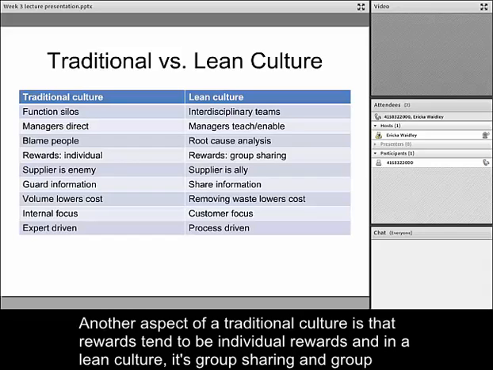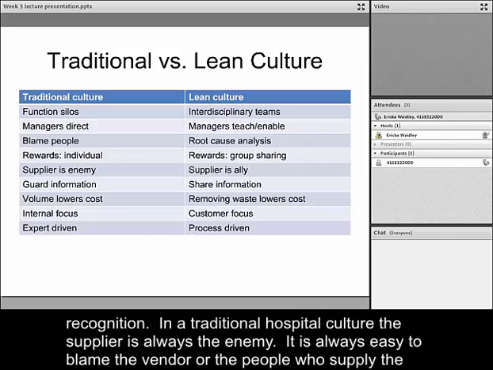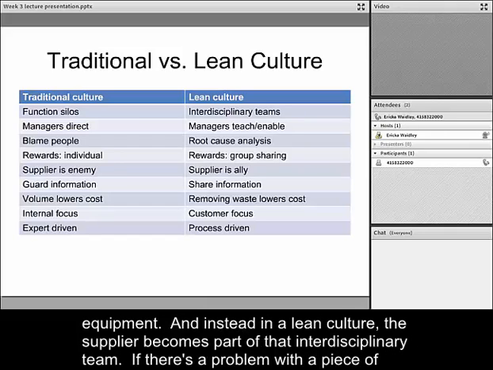Another aspect of a traditional culture is that rewards tend to be individual rewards. And in a lean culture, it's group sharing and group recognition. In a traditional hospital culture, the supplier is always the enemy. It's always easy to blame the vendor or the people who supply the equipment. And instead, in a lean culture, the supplier becomes part of that interdisciplinary team.